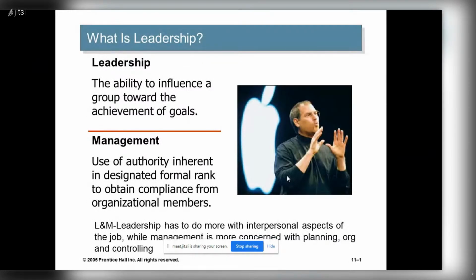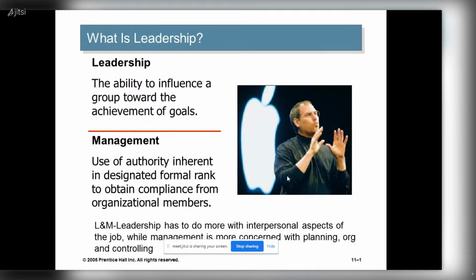Hello friends, today we will be discussing the topic leadership. Who are leaders and what is leadership? Let's begin by clarifying who leaders are and what leadership is. Our definition of a leader is someone who can influence others and who has managerial authority.